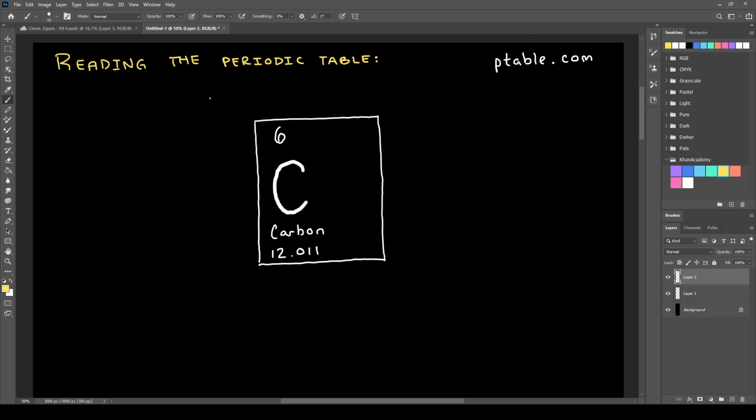With that in mind, let's go through a typical entry and identify the different things that we can learn by reading the periodic table. So here we have carbon, very classic example. And we'll notice that there are 4 things in particular that we want to note. The first thing at the top is this number 6. And the number 6 is the atomic number. So we'll always find the atomic number at the top.